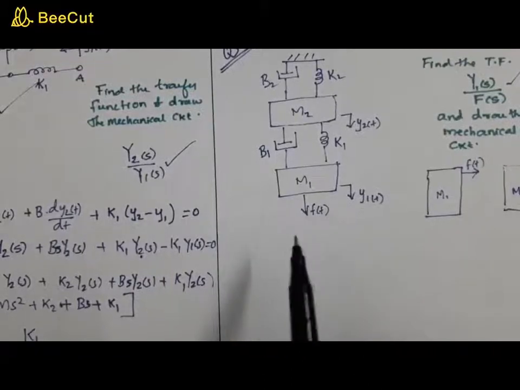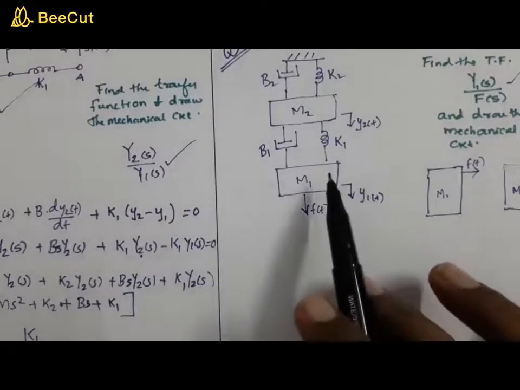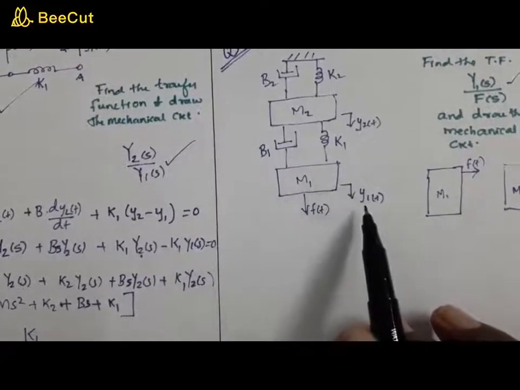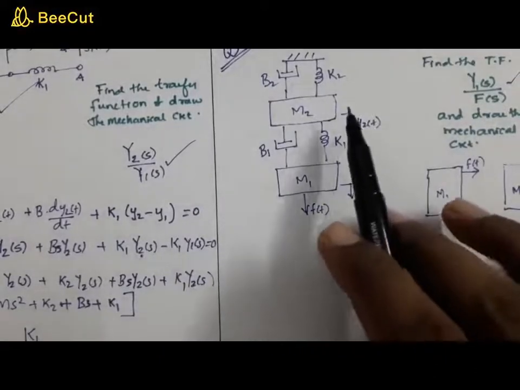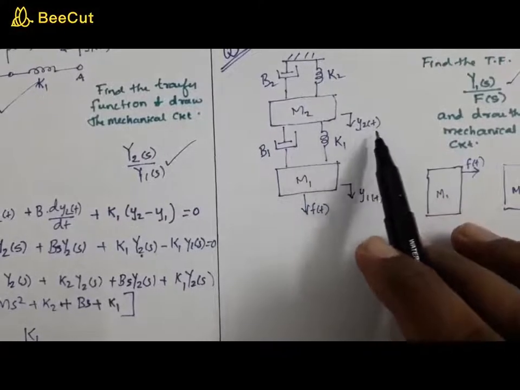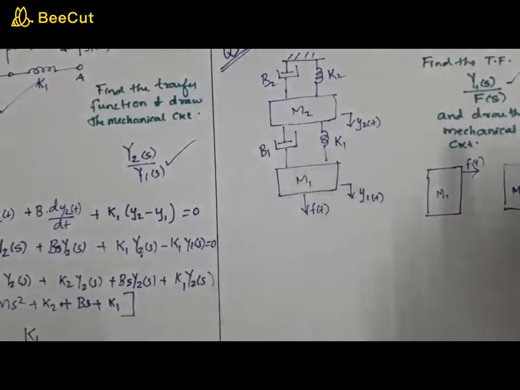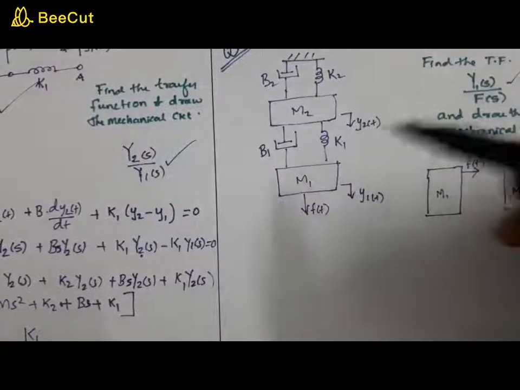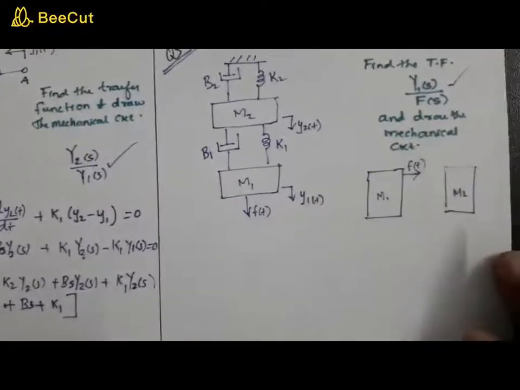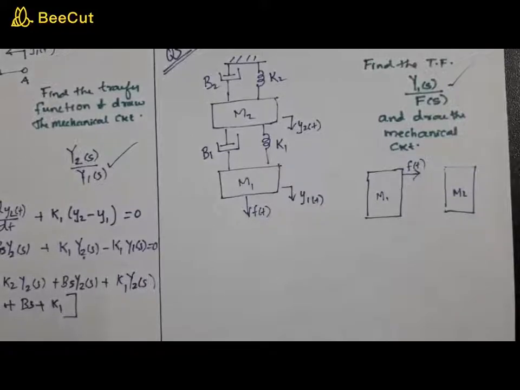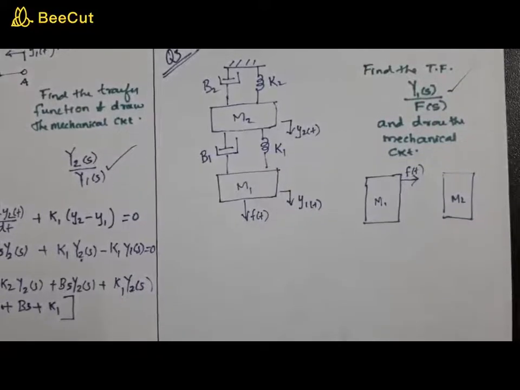Because of the application of this force, M1 moves with the displacement given by Y1 of t. And you have another displacement due to M2 that is given as Y2 of t. Now, as in the question, for the transfer function you are supposed to find out Y1 of s divided by F of s, because Y1 of t is considered to be the output in this question. This question can also be asked in another format, that is to find out Y2 of s by F of s. Still, it is a transfer function from a different angle.